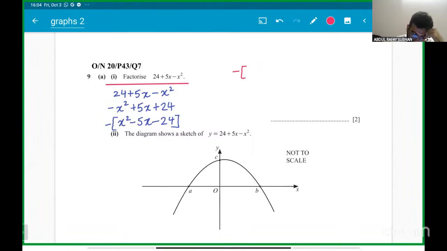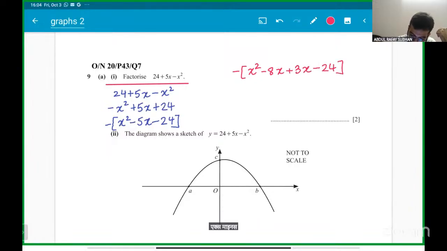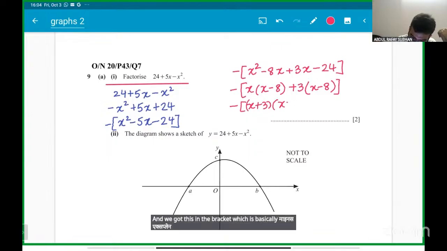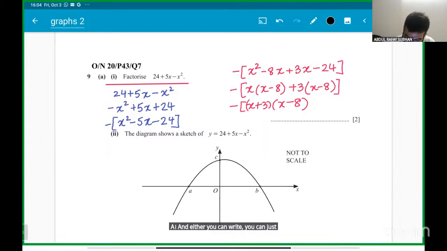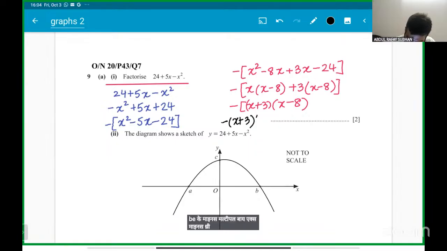So it will be minus outside common, x squared minus 8x plus 3x minus 24, and then it should be x times of x minus 8 plus 3 times of x minus 8, and we got this in the bracket, which is basically minus, x plus 3 times of x minus 8. Either you can just multiply with one of them. So it will be minus multiplied by x plus 3, sorry, and x minus 8.